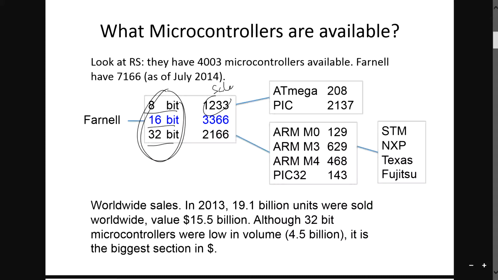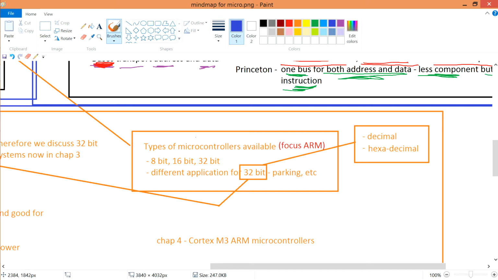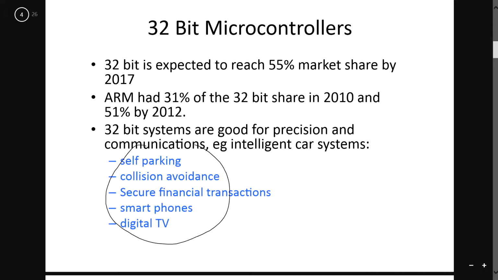The numbers here are the sales units, how much they sell. In this case, 3366 is sold for the ARM system. But you need to know the different applications for the 32-bit. Why? Because it's often being used. It's used for what? Parking, etc. All the intelligent purposes, right? Calculation, and so many other things.